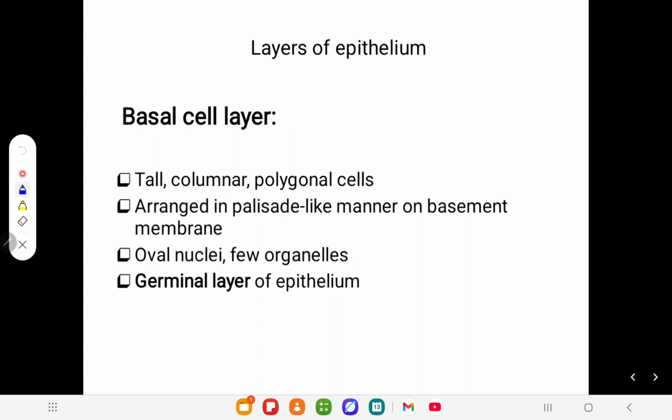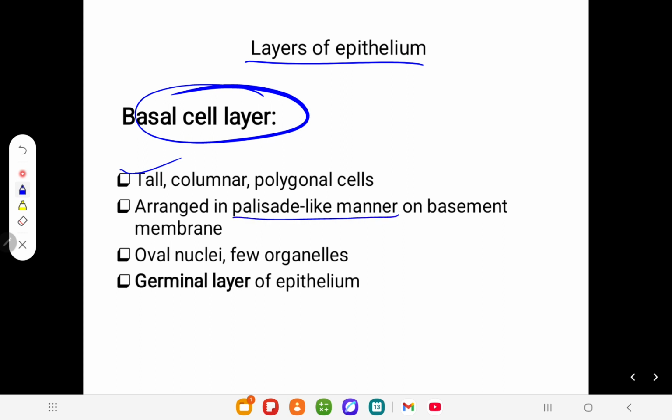So layers of the epithelium, we will definitely talk about the cells. Basal cells in the base: tall columnar polygonal cells arranged in a palisade-like manner on the basal membrane, with oval nuclei and few organelles, and the germinating layer. Yes, that's important. The basal cell layer is the germinating layer.